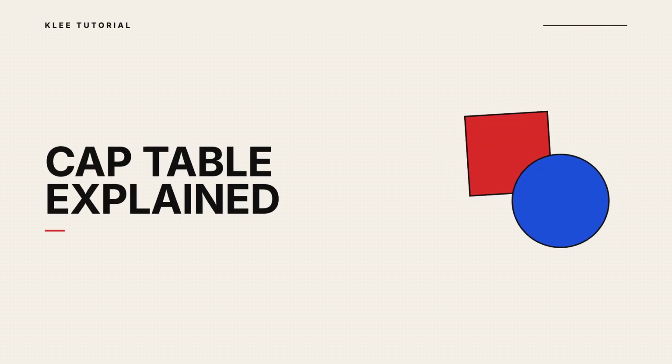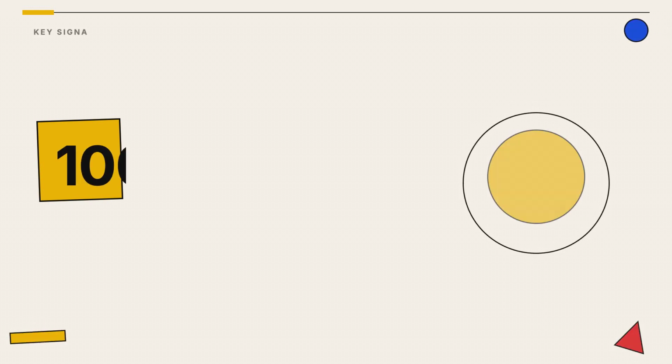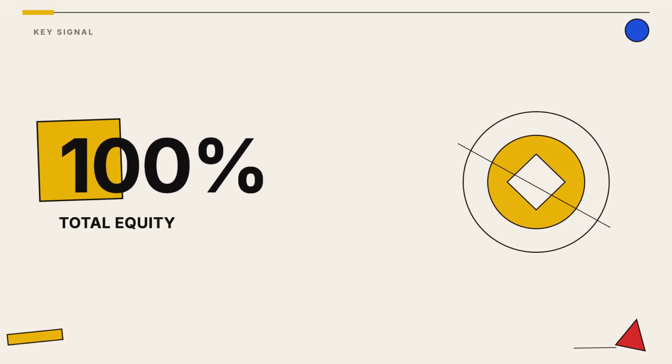A capitalization table is a fundamental document for any startup. Let us break down what it is and why it matters for ownership. Short for capitalization table, this is a ledger that tracks who owns what in a company. The table ensures that every slice of the company, from founders to early investors, adds up to exactly 100% ownership.